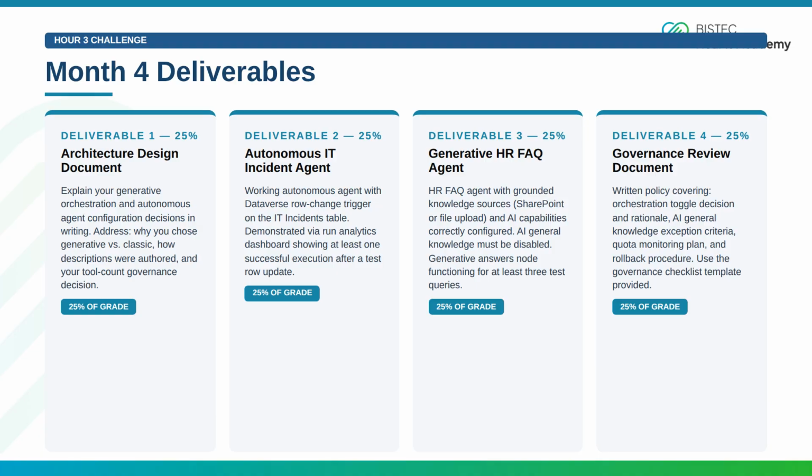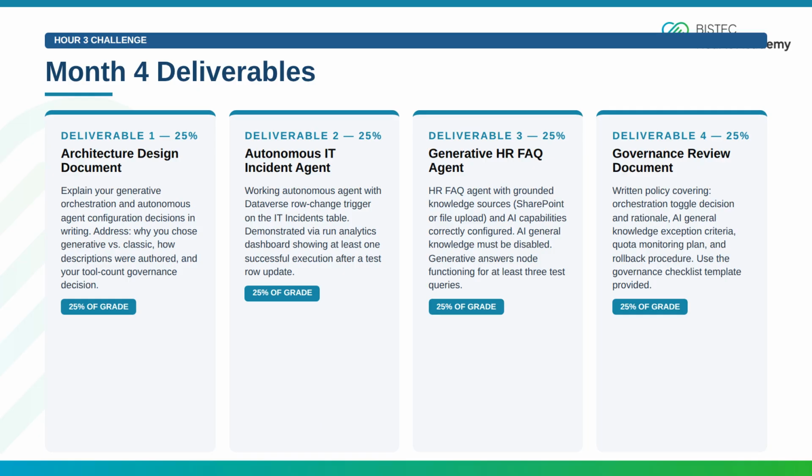Deliverable 1 is the architecture design document, a written explanation of your configuration decisions, not what you built but why. Why generative versus classic? How were descriptions authored? What tool count governance applies? Specificity is evaluated. "I chose generative orchestration because it improves user experience" is generic. "I chose generative orchestration because the IT support use case requires multi-intent handling. Users frequently ask about ticket status and escalation in the same message" is specific and defensible.